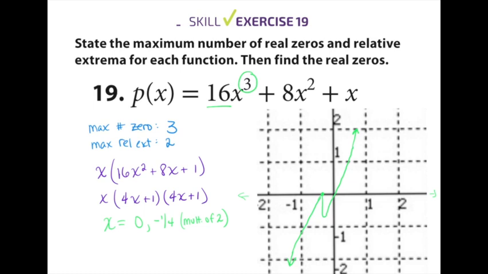So I ended up having 3 zeros, 1, 2, 3, which was my max. And I actually ended up having 2 relative extremes. I bounced off the graph here, while not pretty because it's kind of tiny. And then I came back down and had to turn somewhere. I don't know where I turned because I'm just sketching it, so that I could cut back through my other 0. Does that make sense?